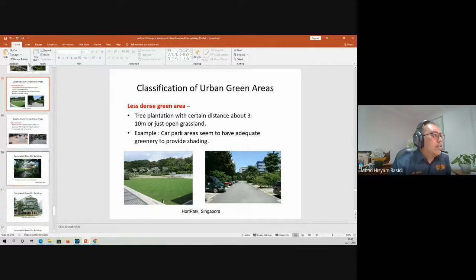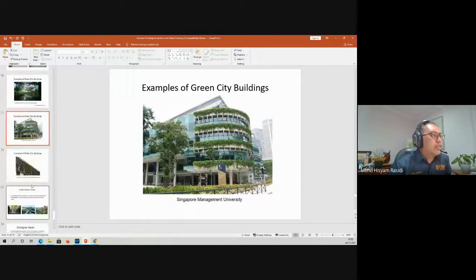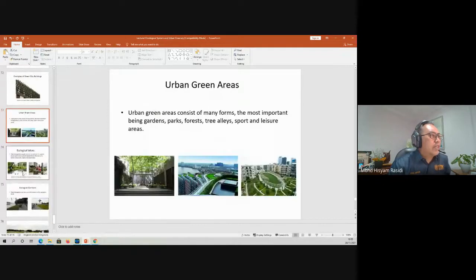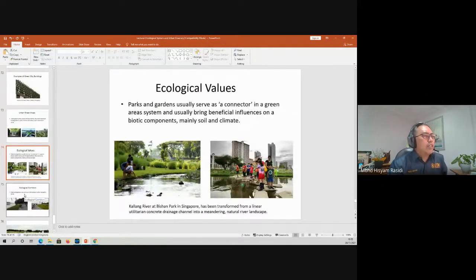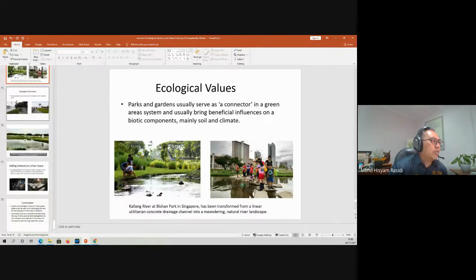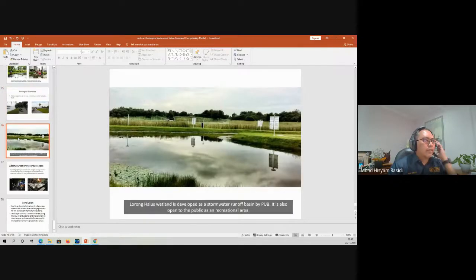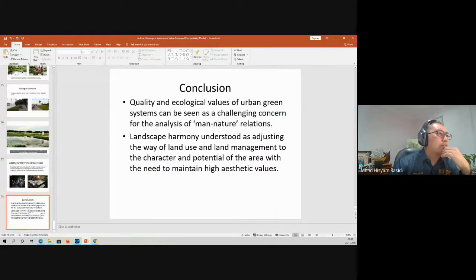Okay, I think this is some of the examples of green buildings, and the urban green areas as well. The ecological value: when you go to the wall, when you want to create something or take a photo, you must see that some people are not allowed and some people are allowed. For example, especially in public space like this. This is in Bishan. Without any infrastructure, people cannot go to the wetland, right? So they must have some infrastructure for them to bring in there.